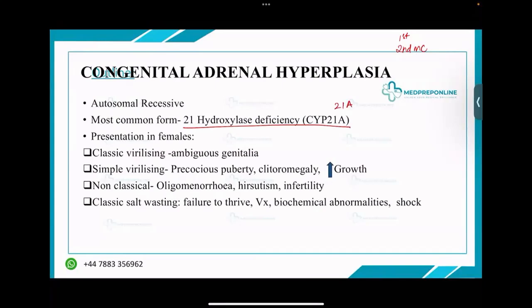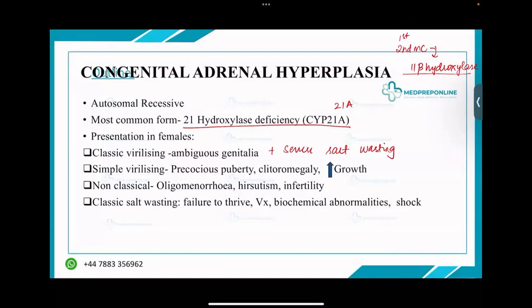And the second most common is 11-beta hydroxylase. So these two enzymes are deficient. Now, presentation in females, you will have classic virilizing. The patient, a newborn baby, will present with ambiguous genitalia. In the simple form, this is also associated with a very severe salt wasting crisis.